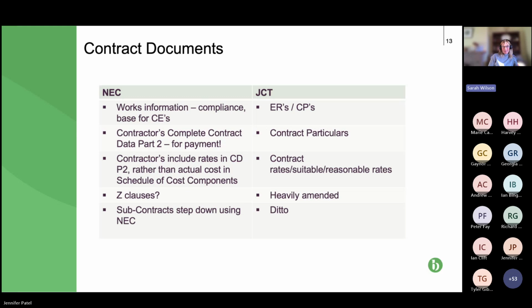Yeah, so we just skip that next bullet point. We also will have some Z clauses, whether they're heavily amended or not, ditto for JCT. And just going back to that earlier point, which is about how the works are priced, we're going to deal with that later on in a little bit more detail. So the next slide, please.